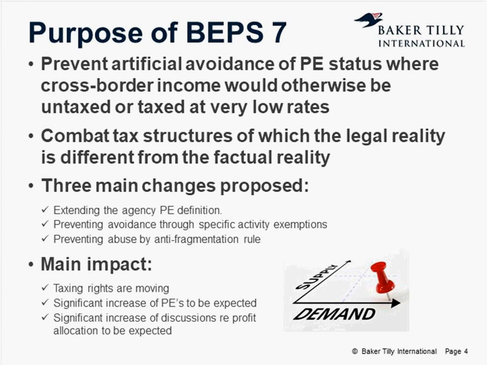Last important point is that we can expect a significant increase of discussions with respect to the profit allocation, especially because due to those changes, we can see that more and more routine functions are considered to be a permanent establishment. But the question always is whether there's any profit to be allocated to these kind of supportive or routine functions. And this is likely to lead to a lot of additional discussions with local tax authorities.